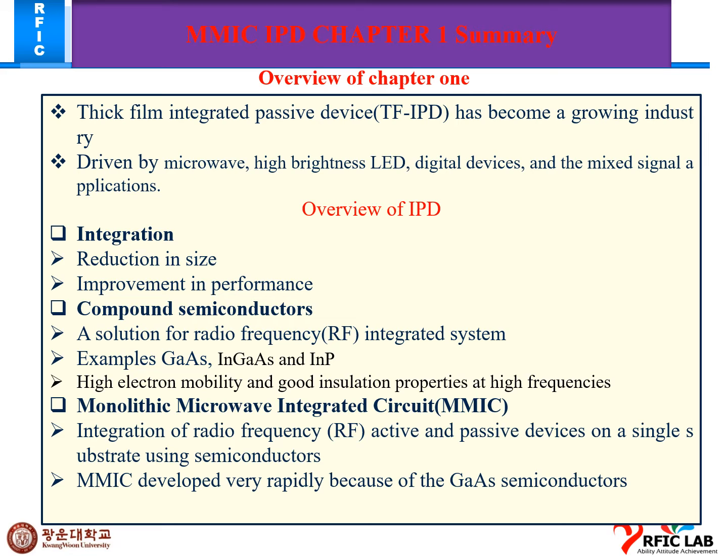The development of compound semiconductors has come as a solution for radio frequency integrated systems. Examples of these semiconductors are GaAs, InGaAs, and InP. They have the advantage of high electron mobility and good insulation property at high frequency.